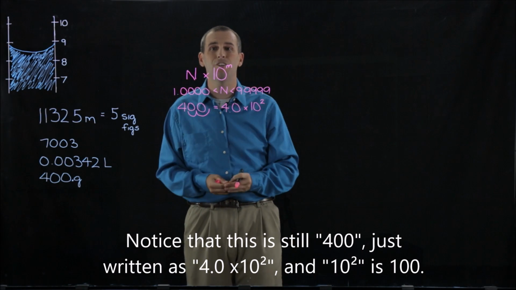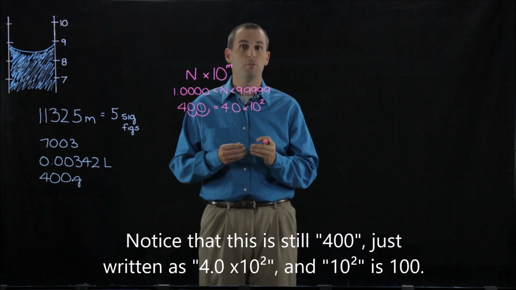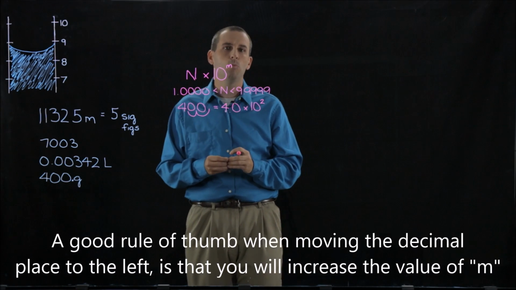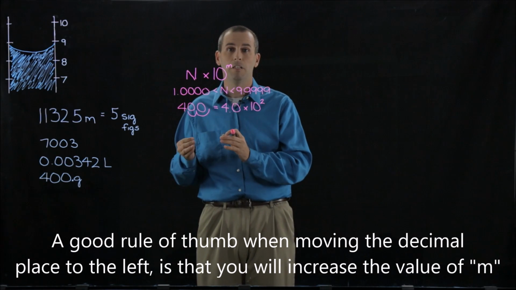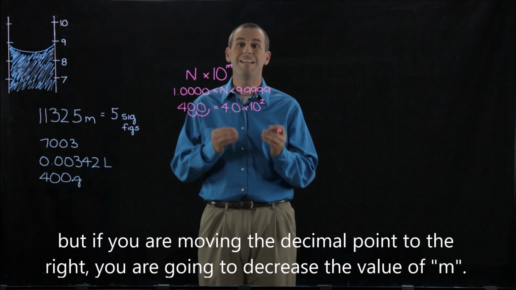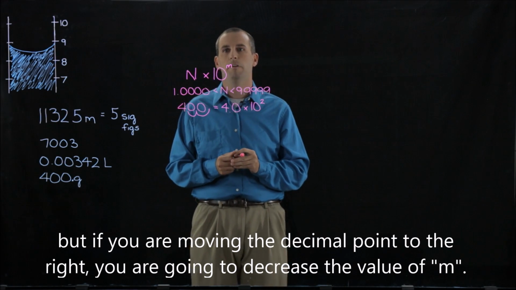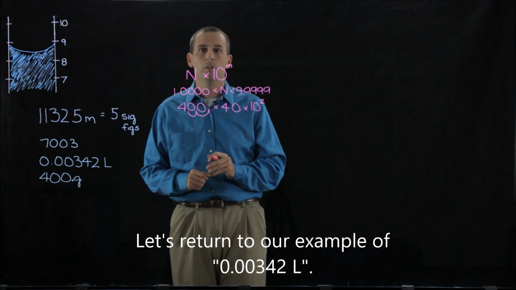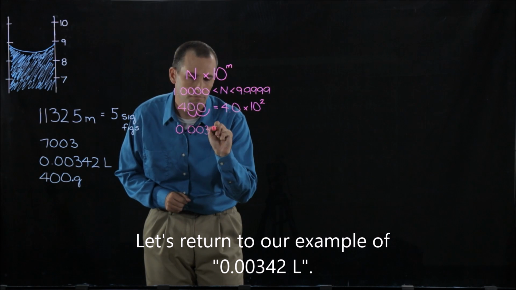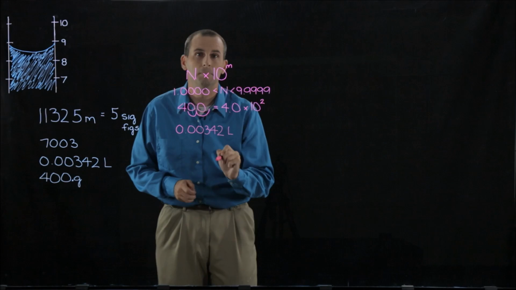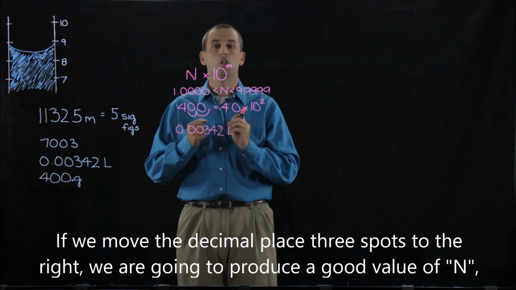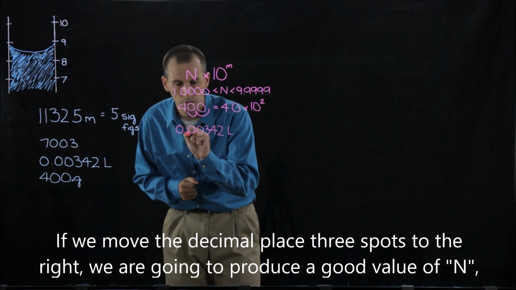Notice that this is still 400, just written as 4.0 times 10 to the second, and 10 to the second is 100. A good rule of thumb when moving the decimal place to the left is that you'll increase the value of m. But if you're moving the decimal point to the right, you're going to decrease your value of m. Let's return to our example of 0.00342 liters. If we move the decimal place 3 spots to the right, we're going to produce a good value of n.